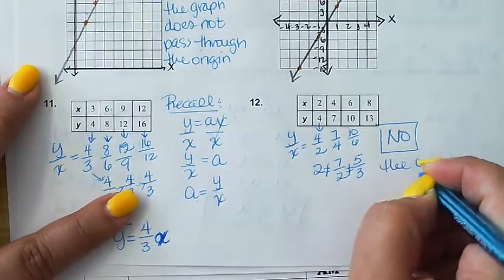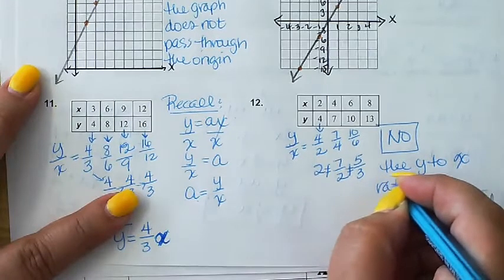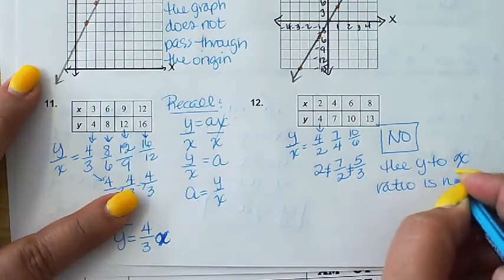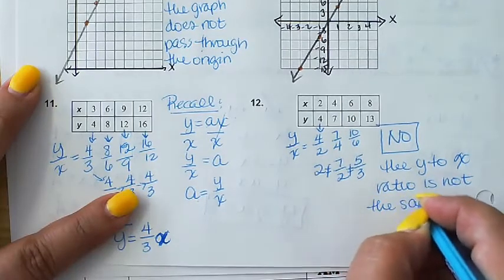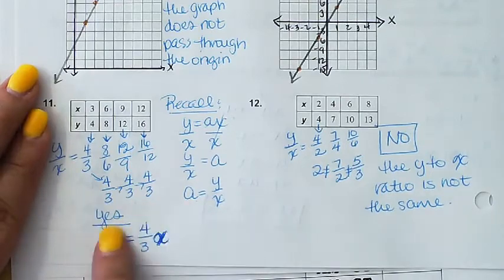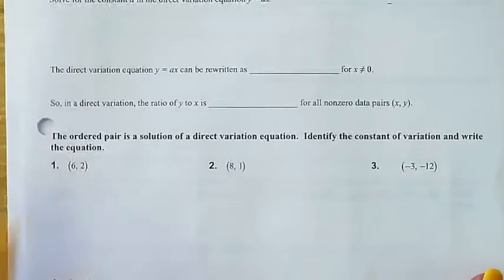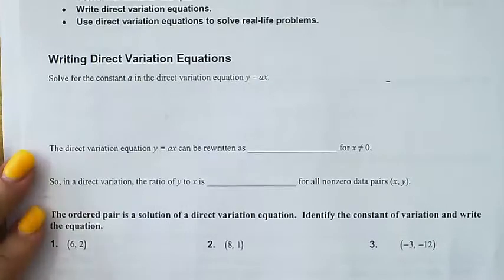So the y to x ratio is not constant or the same for all of your points. Okay, and in this one it was the same. Okay, all right, flip it over then. With that concept, okay, we're going to expand on that. So we're going to talk about writing this equation.